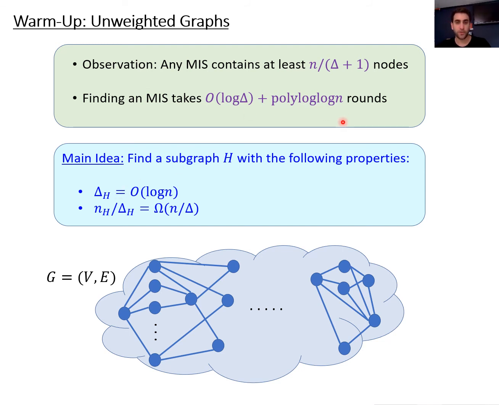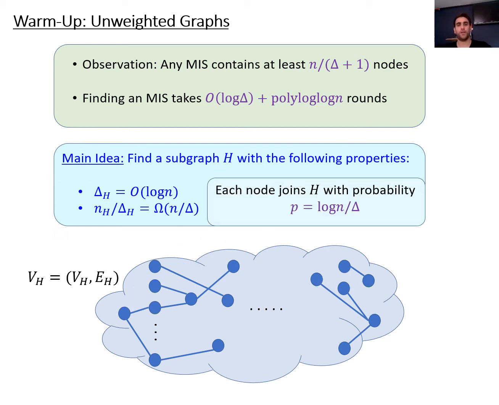Okay? So now how can we find such a subgraph H with these two properties? Finding the subgraph H can be done via a standard sampling argument in which each node joins H with probability log n over delta. And let's assume that delta is much larger than log n, otherwise we don't need to sparsify anything. What we can prove is that if each node joins H with probability log n over delta, then these two properties hold with high probability by standard Chernoff and union bound arguments. Okay, so that's the whole idea for the unweighted case.